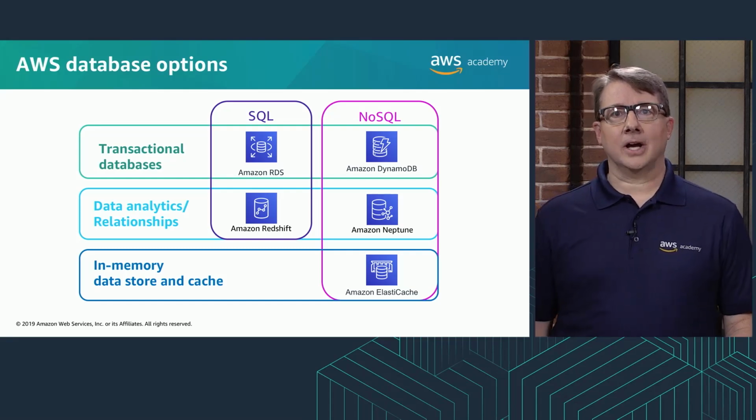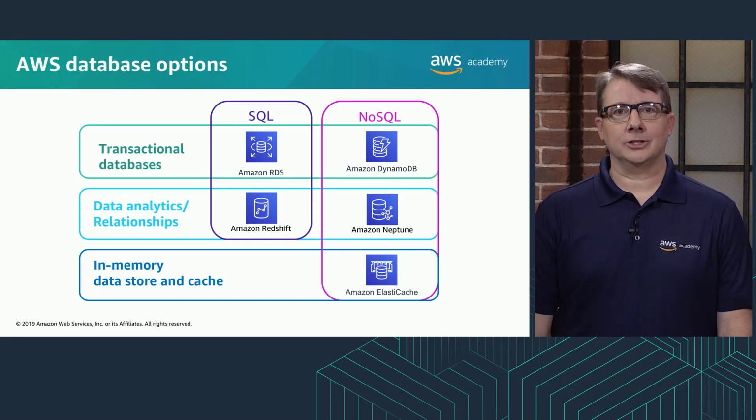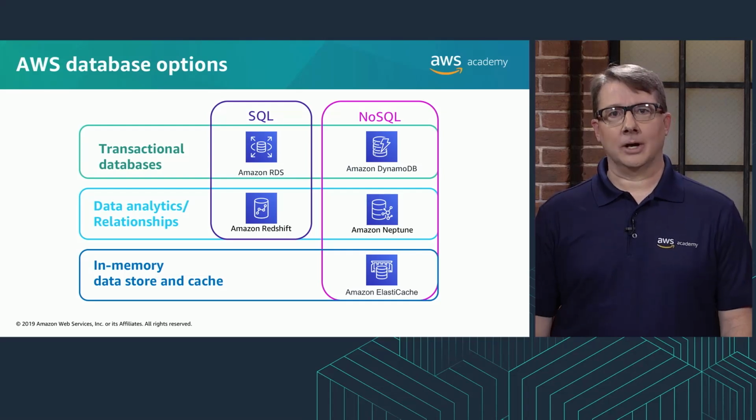Amazon RDS provides a choice of 6 popular database engines, and it is ideally suited for transactional applications. Amazon Redshift addresses the needs of data analytics by providing a fast, scalable, and cost-effective data warehousing solution.